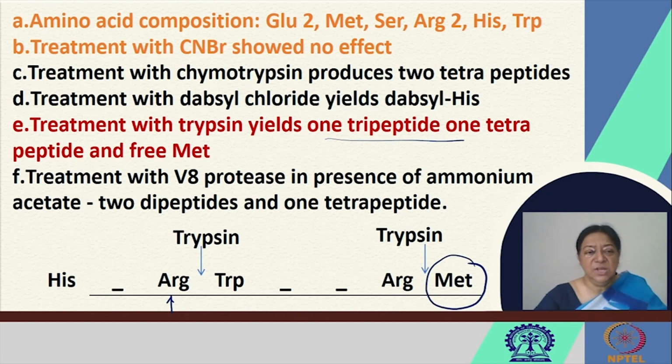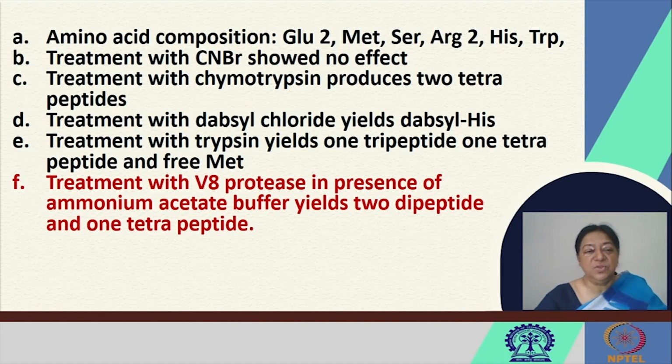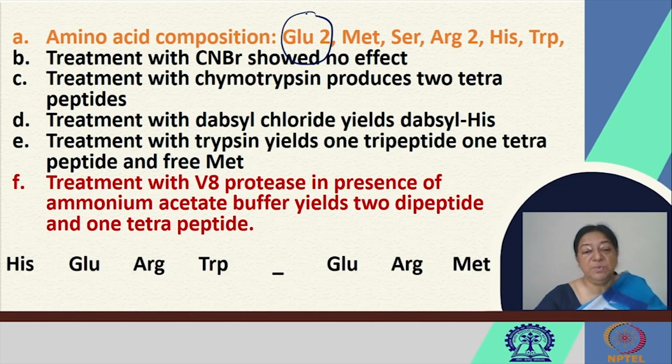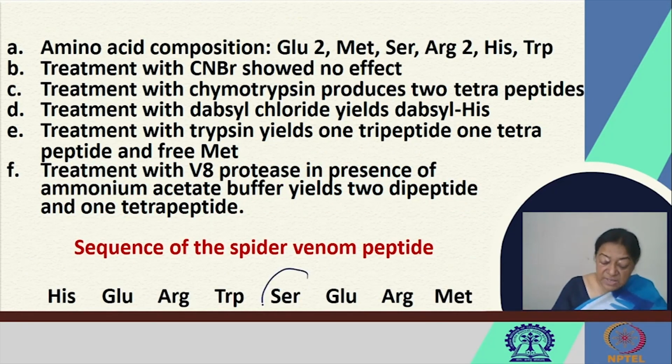It's like a puzzle. So we can identify then, so the treatment of V8 protease gave two dipeptides in the presence of ammonium, which means that it would work only on glutamic acid. In this case, we do not have an aspartic acid, so it does not matter. So in this case, we have two dipeptides and one tetrapeptide. So based on that, we will work out the locations again and find out that the cleavage with the V8 protease gives us the rest of the sequence. We have only one amino acid left, that is the serine.